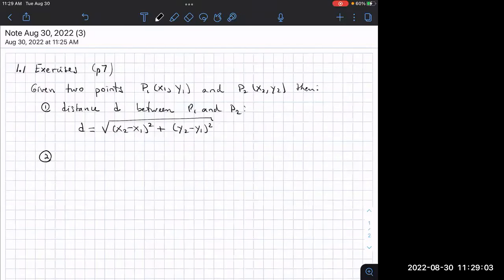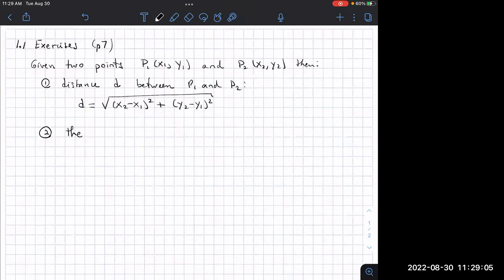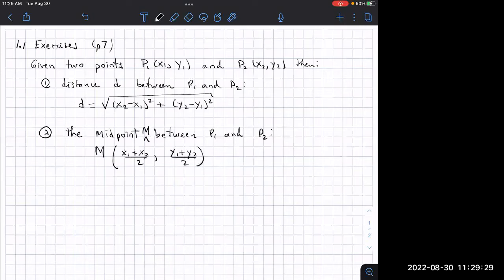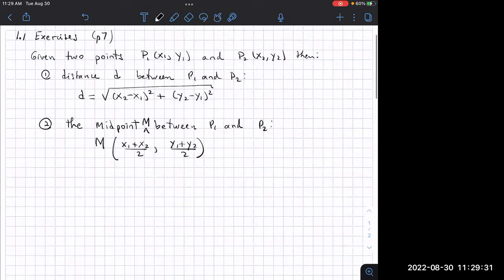And 2, the midpoint. That is the point exactly halfway between P1 and P2. The coordinates of the midpoint M are the average of the x coordinates and the average of the y coordinates. So that's nice.